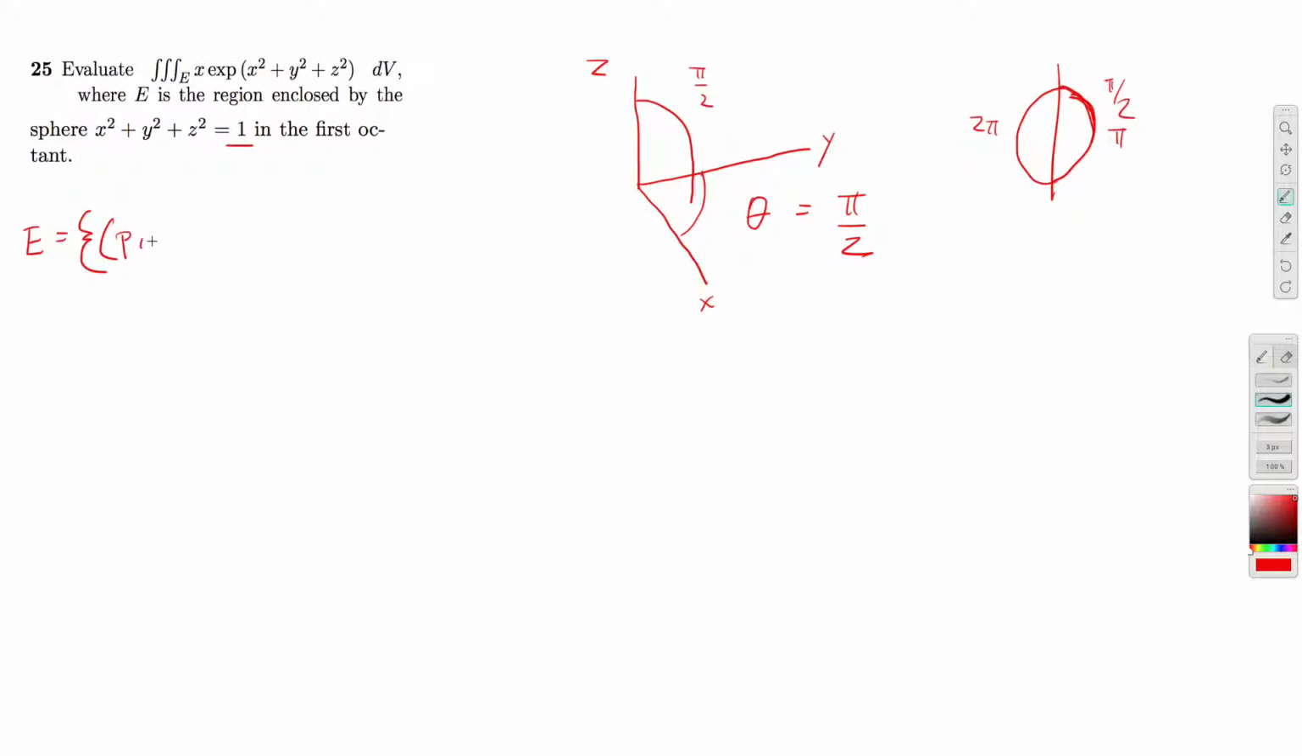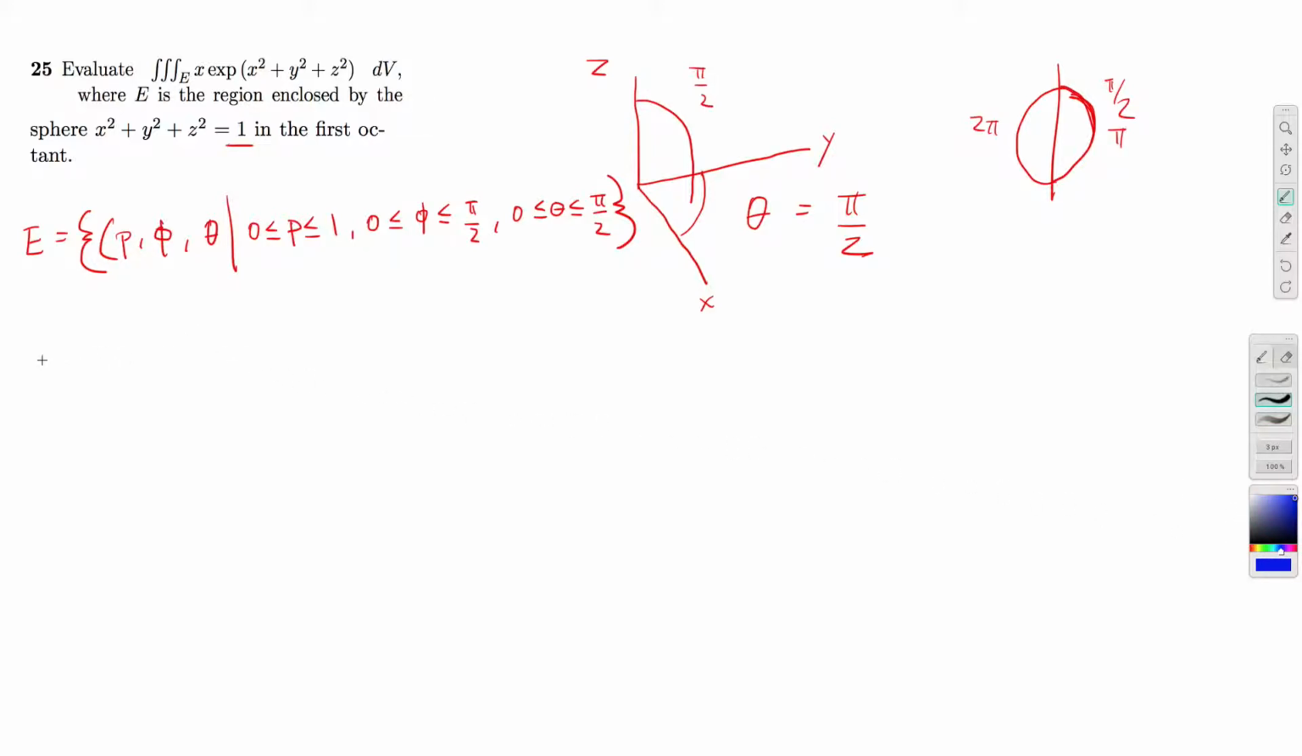Rho, phi, theta. And rho is between that and that, phi is between that and that, and theta is between there and there.